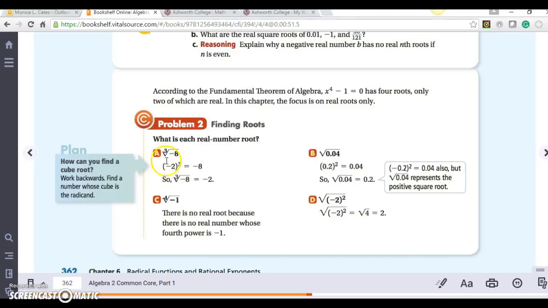So we have the cube root of -8. Well, the cube root of -8, we know that -2 to the third power is -8. Therefore, the cube root of -8 equals -2.